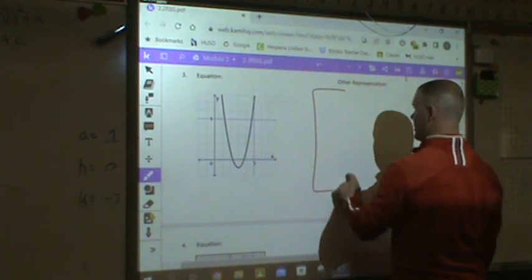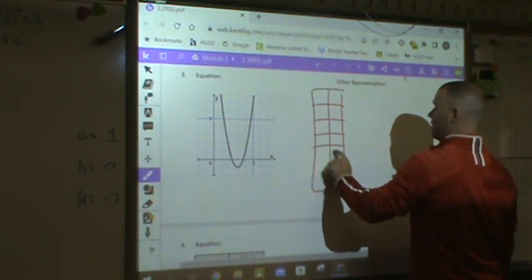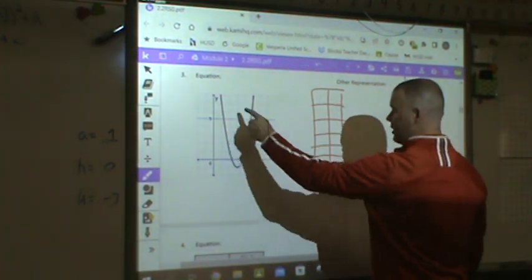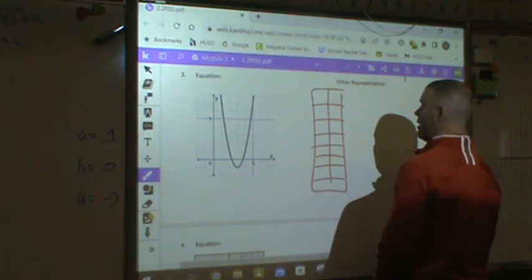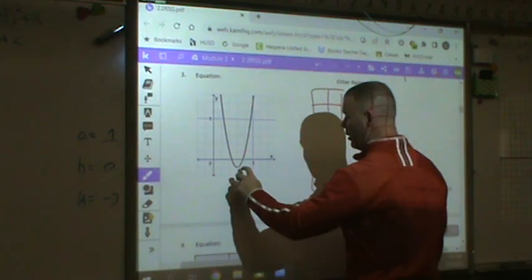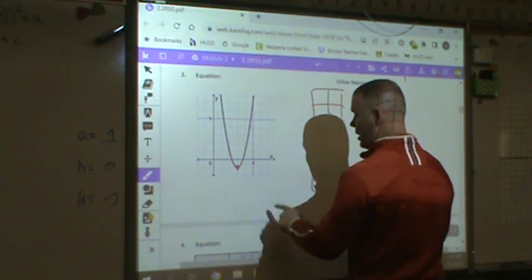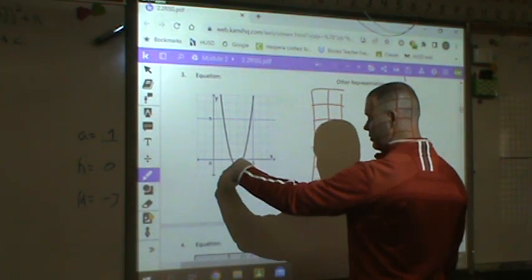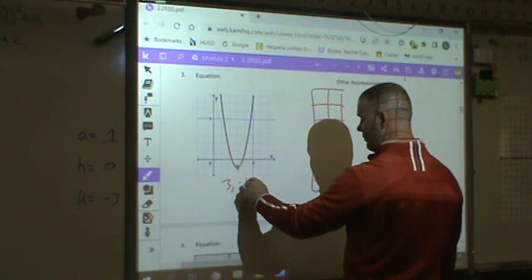Again, I could fill out a table, and in this one, a table would make a lot more sense because I could just pick points out of the graph and fill them in the table. But to me, the equation is going to be just as easy. Why? Because here's the vertex. I know the vertex is at 3, -1.